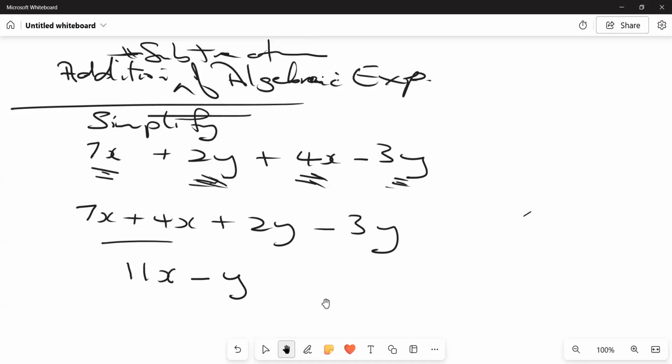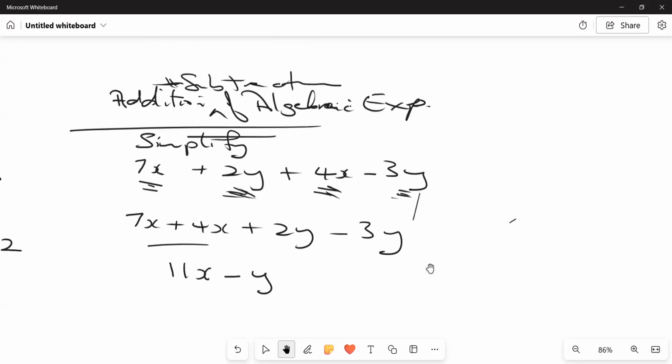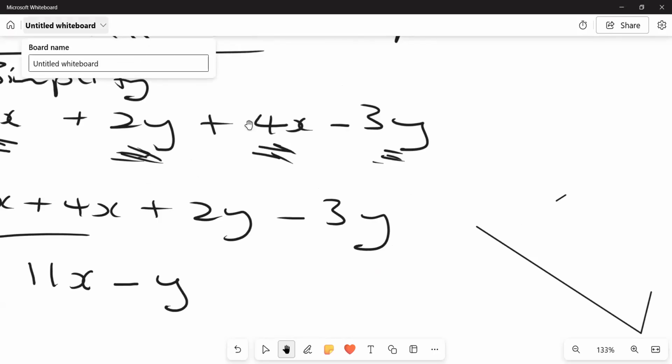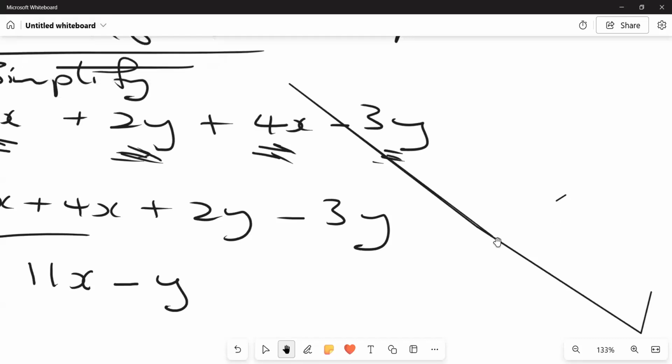I don't know why this thing is doing this. Can I refresh or something? When I do this, it keeps.